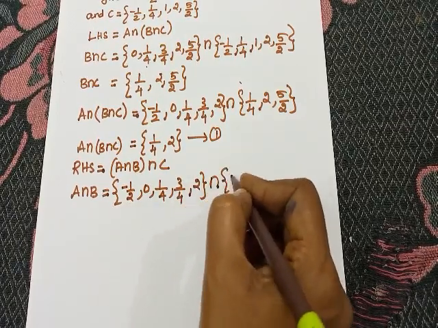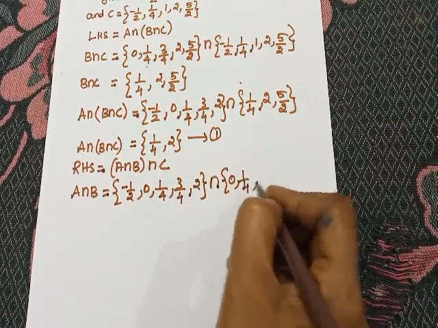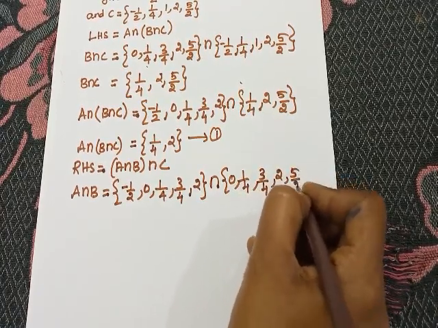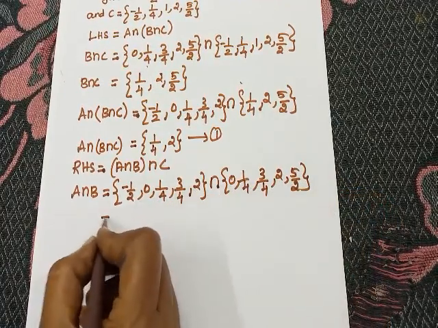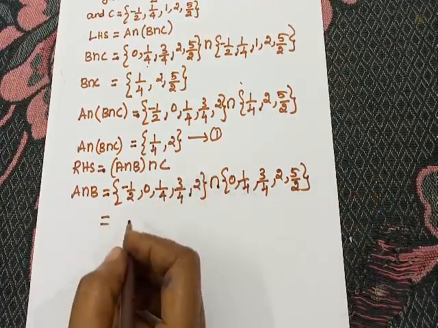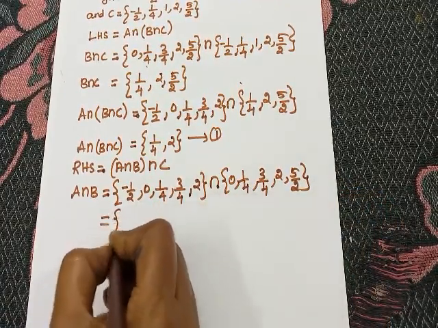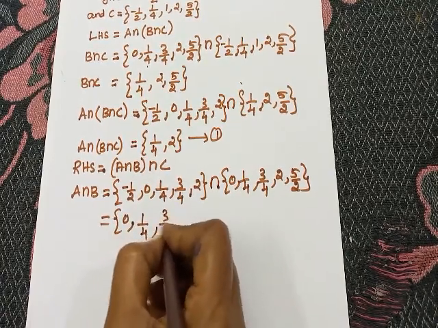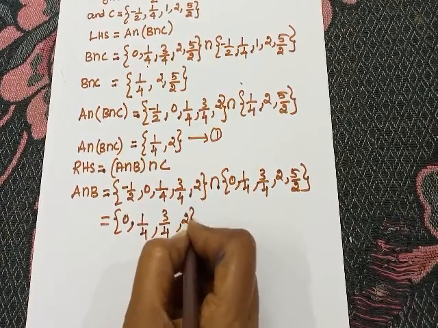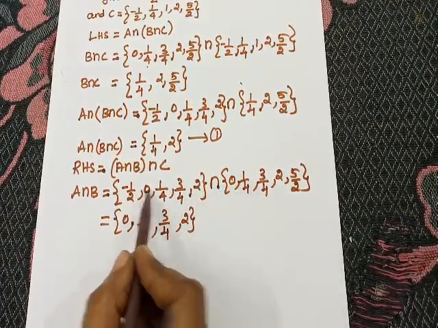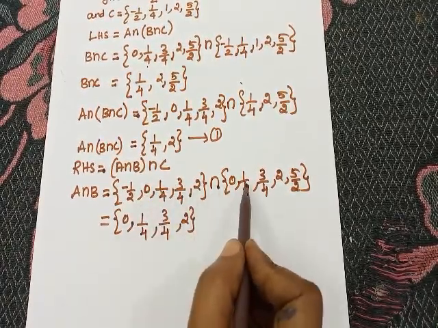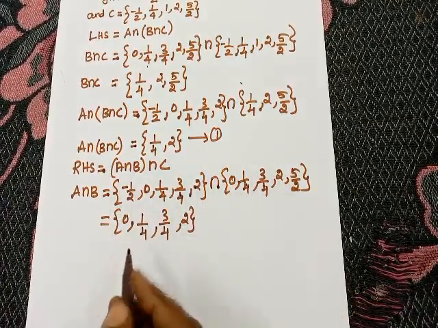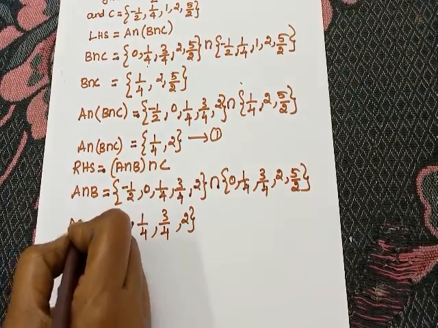B is {0, 1/4, 3/4, 2, 5/2}. Now we have to find the common values of these two sets. What are the common values? 0, 1/4, 3/4, 2. These four values are in both sets. Only the common values we have to take. This is A intersection B.